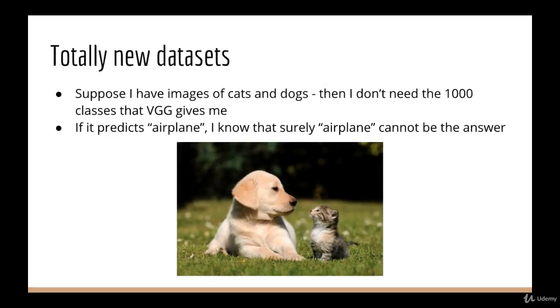Well, suppose I have a totally new dataset that only consists of pictures of cats and dogs. So I don't need the 1000 classes that VGG gives me. I know for sure that if VGG outputs airplane, the image is most definitely not an airplane, because I don't have any airplanes in my dataset of cats and dogs.